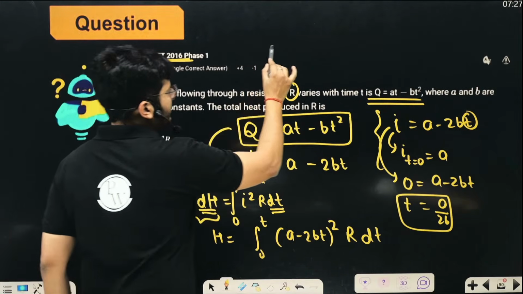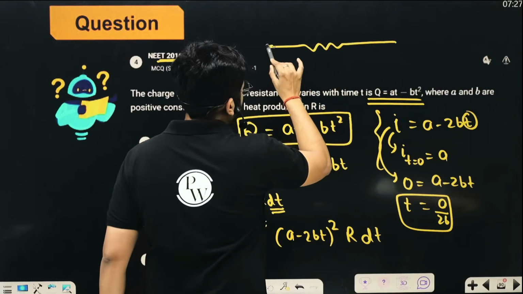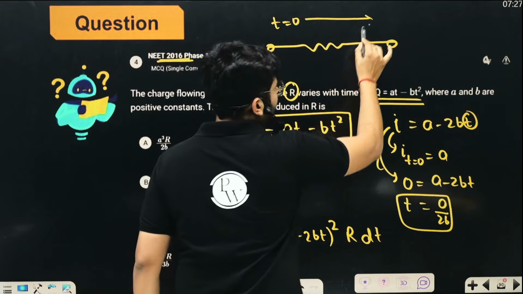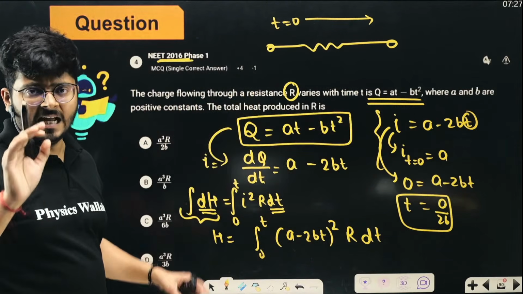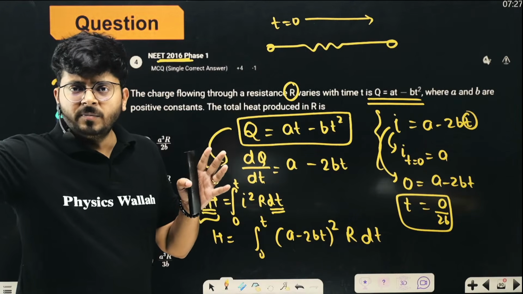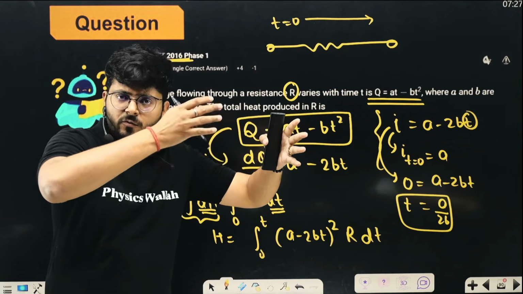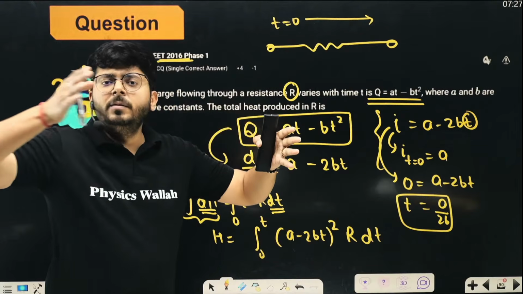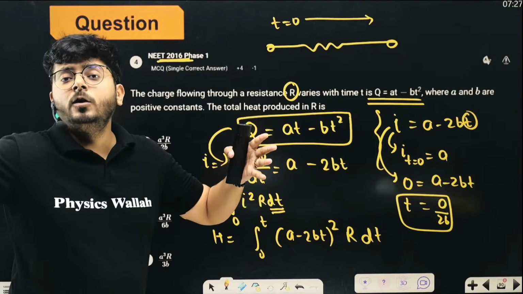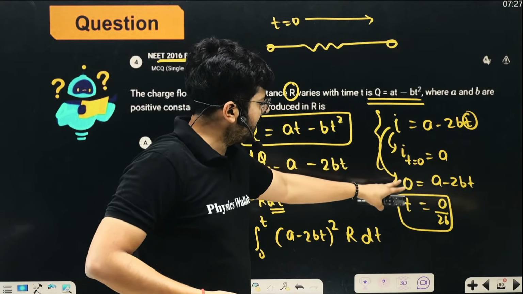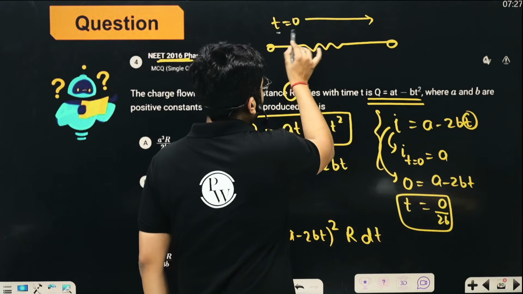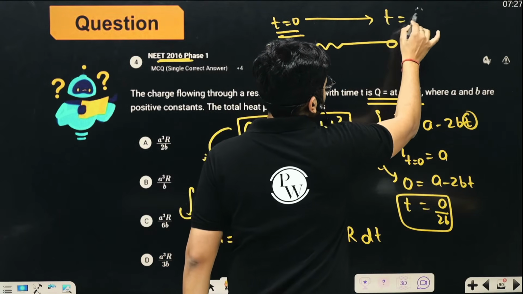Think about it. In this wire, initially from t equals 0, till the time current flows, eventually the current will become 0. From right now, when the current has some value, till the current becomes 0, some heat will be produced. So how long will it take for the current to become 0? For the current to be 0, the value of time is a upon 2b. So from t equals 0 till t equals a upon 2b.